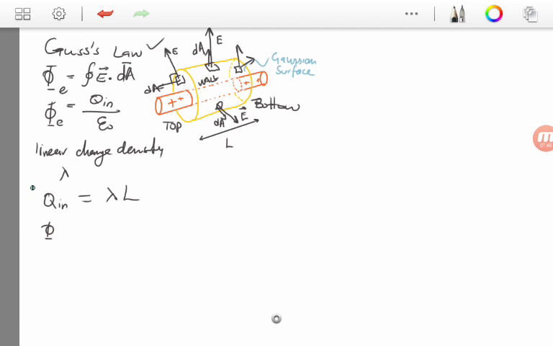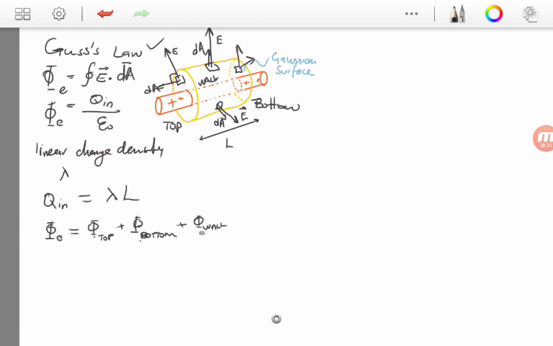So the net flux Φ_E will be equal to the flux at the top plus the flux at the bottom plus the flux at the wall. So already we know that the flux at the top goes to 0, and also the flux at the bottom is equal to 0.